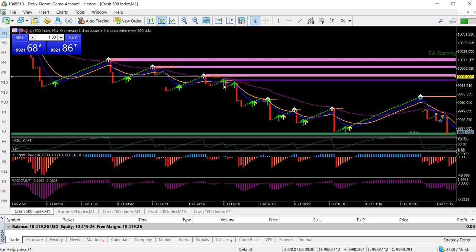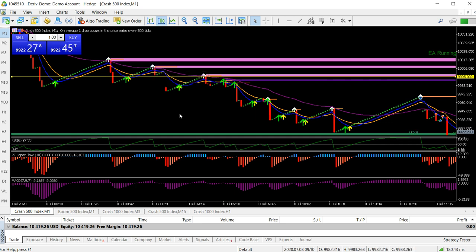We go to the next arrows. We see a white arrow. We see some white arrows printed here. Whenever you see a white arrow appear, the system is telling you that there's a possible crash. So exit the market.